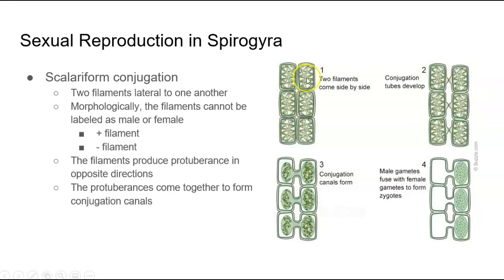When these two filaments are close to each other, they're going to start to produce these protuberances, as you see here. The protuberances will eventually come together, touching each other, and the cell wall will disappear, and they're going to form this canal over here. So we can see the protuberances, when they join, form these canals. And these canals are called conjugation canals.